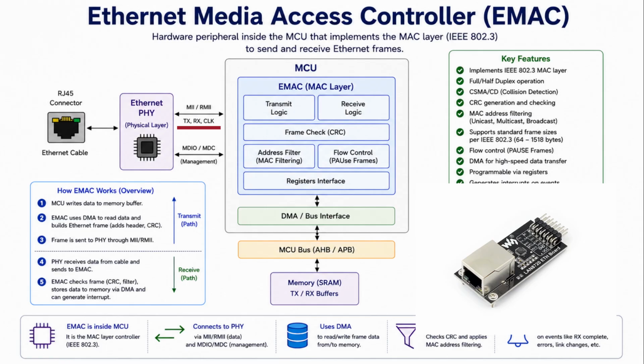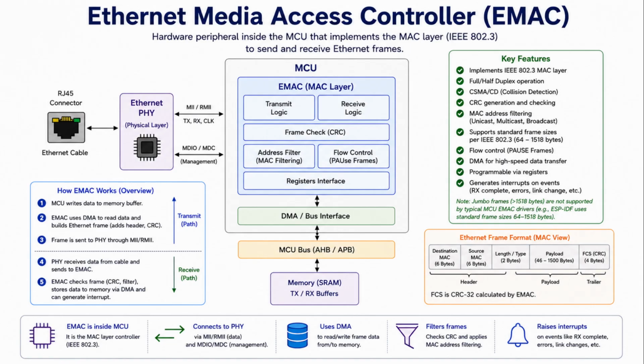On the receiving side, the process happens in reverse. The PHY passes the received data to the EMAC. The EMAC checks the CRC, filters frames based on the MAC address and uses DMA to place the received data into the memory. It can also generate an interrupt to inform the CPU that data has arrived. So the important concept here is that the MAC handles the Ethernet MAC layer while the PHY handles the physical layer.